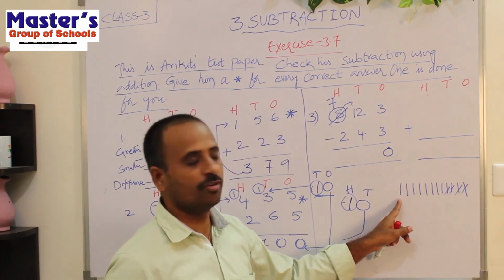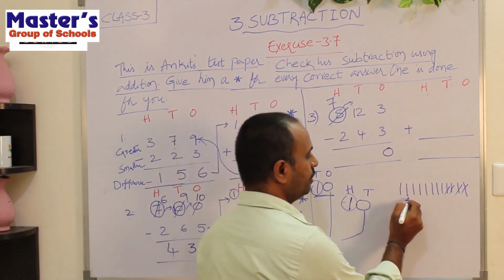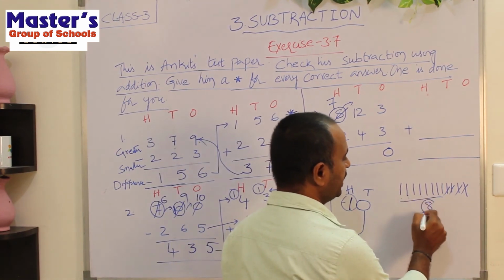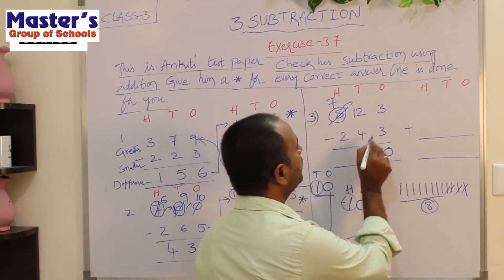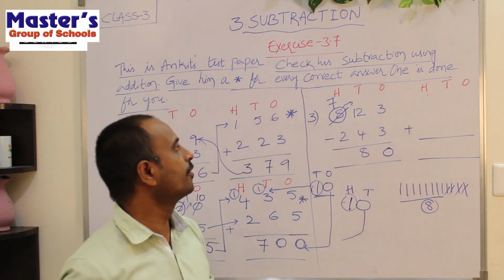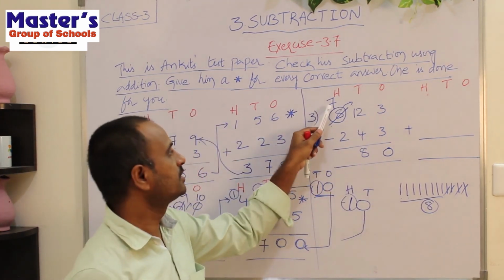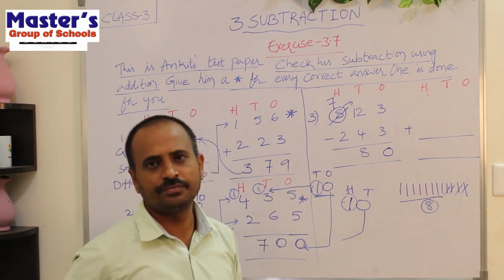Children, how many lines are there? 1, 2, 3, 4, 5, 6, 7, 8. So there are 8 lines remaining. So write 8 under the tens place. Now go to the hundreds place. What are the digits present in the hundreds place? 7 and 2 are present in the hundreds place.